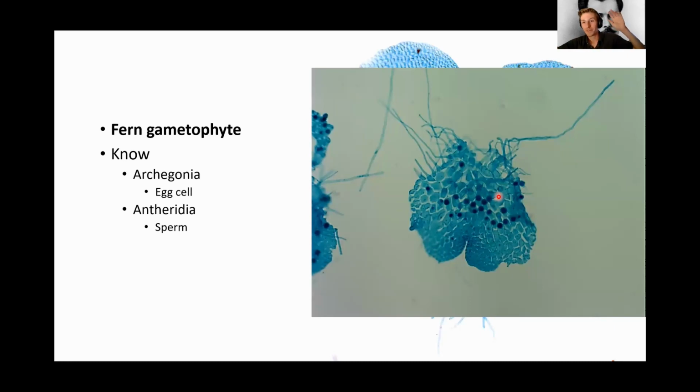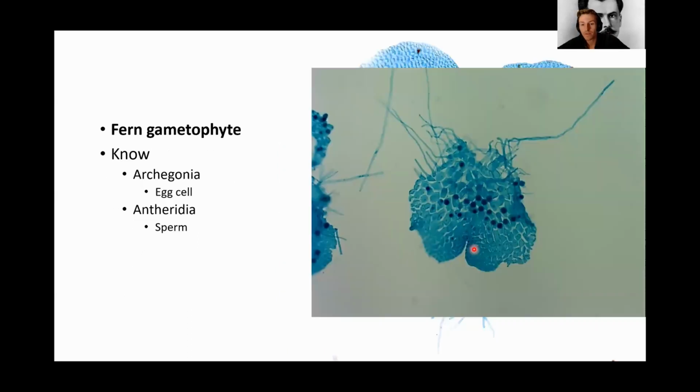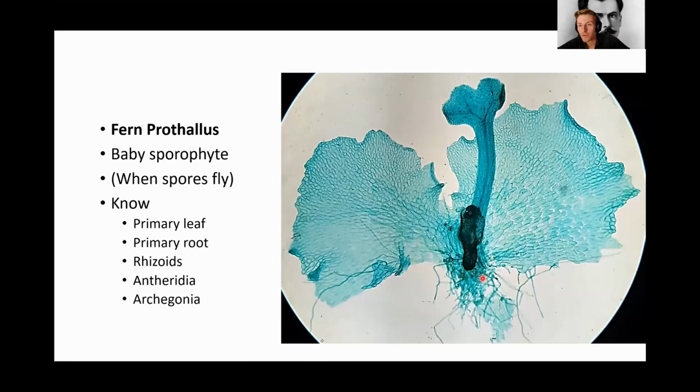Sperms go down to the egg, fertilize, and it makes a prothallus. So these are where the eggs were, and right at where the egg was fertilized into a zygote, it turns into a plant, turns into a sporophyte, right? Because you know your life cycles and you know that it turns into a sporophyte. This is what it looks like. This is a little baby sporophyte, little baby fern that just wants to go.